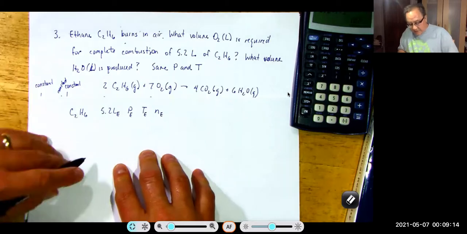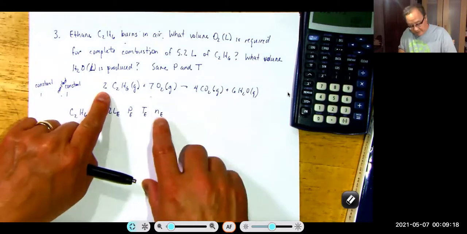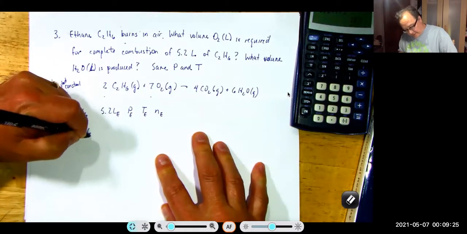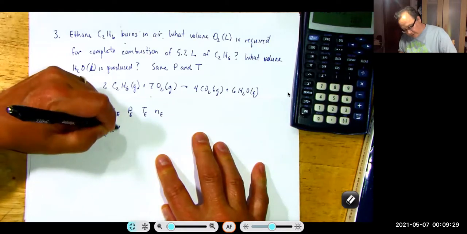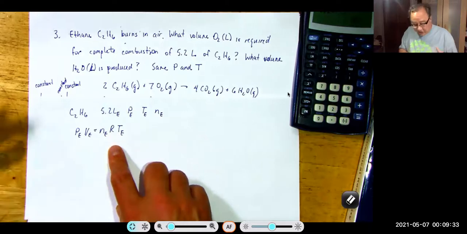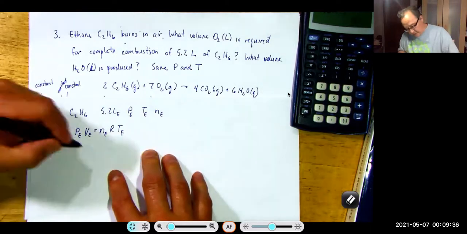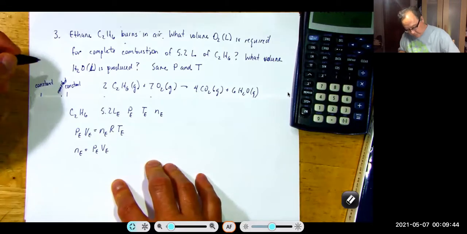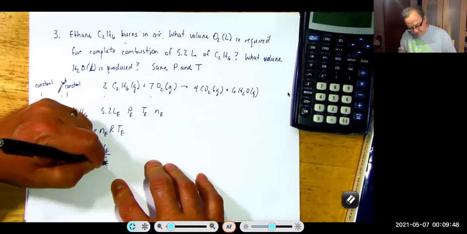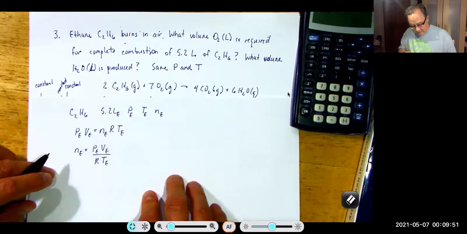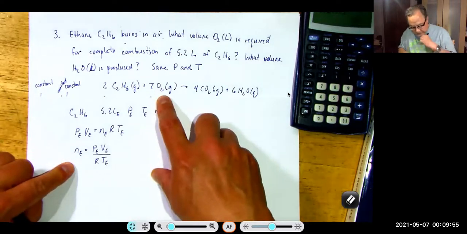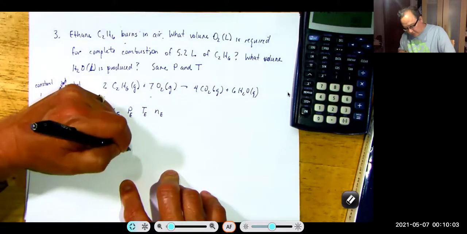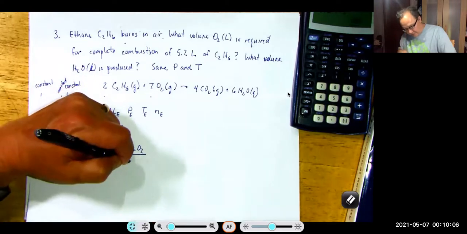So to be able to use this equation, if we want these to be moles, we need the moles of ethane. So we're going to say P of ethane times V of ethane is equal to the moles of ethane times R times the temperature of ethane. Now R, we don't have to put E on it because R is always the same no matter what the gas is. So the moles of ethane are equal to P of ethane times the volume of ethane, over R and the temperature of ethane. Now, if I want to get the moles of O2, I would take all of this and multiply by 7 moles of O2 to 2 moles of ethane.